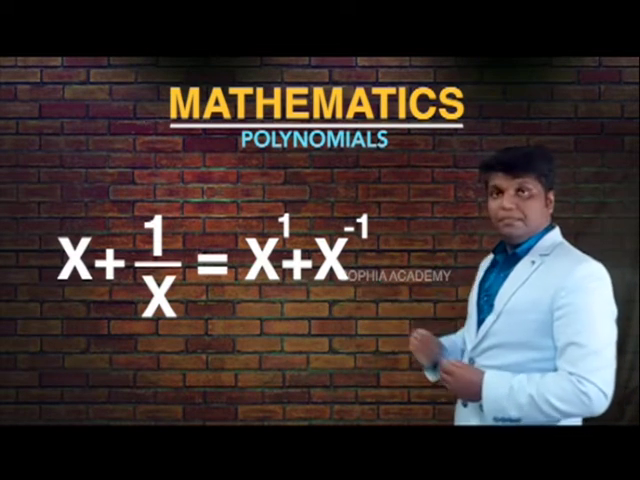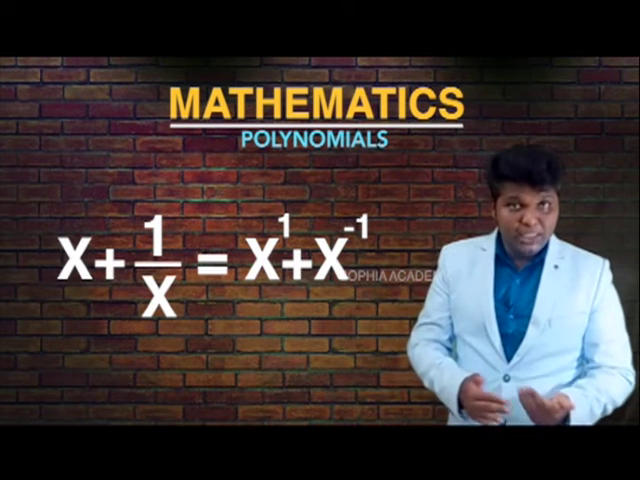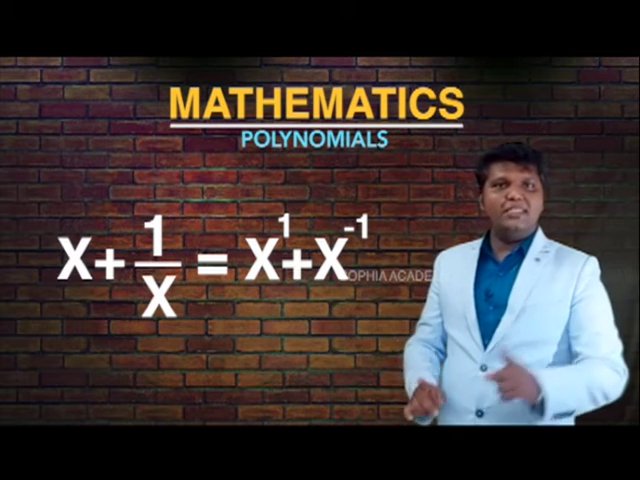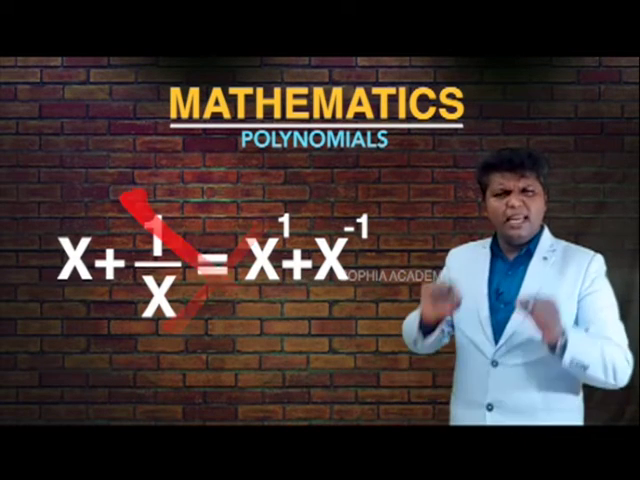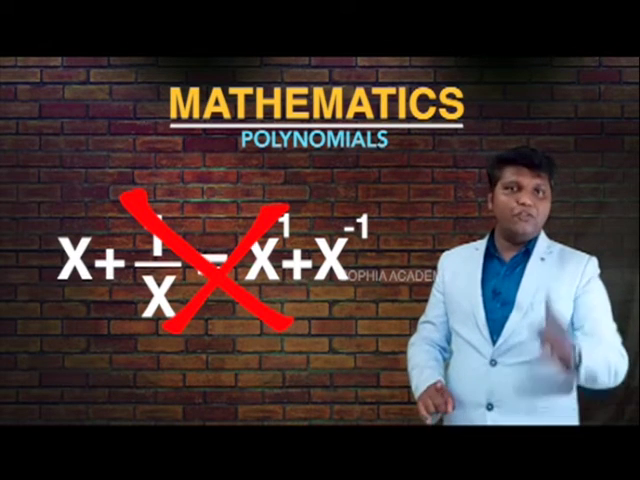What about the second term? x raised to minus 1. Is minus 1 a whole number? No. So minus 1 is not a whole number. That means this particular algebraic expression is not a polynomial. This never comes under the category of polynomial.